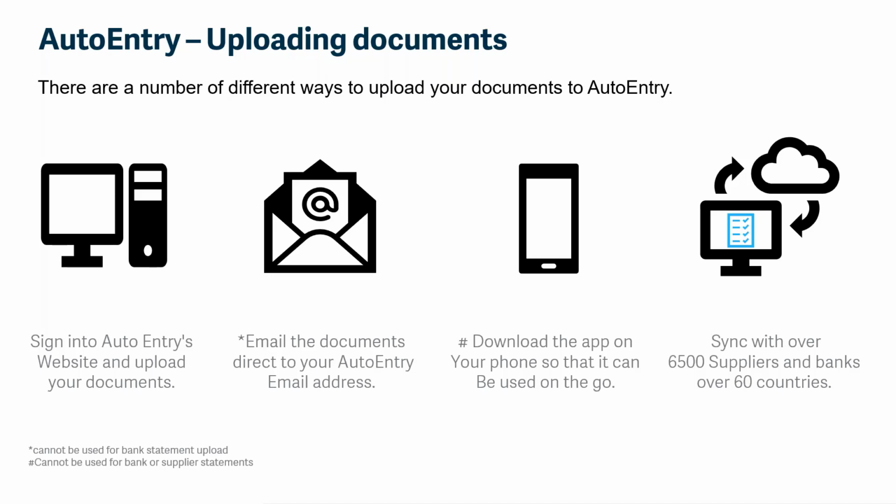The final one there, we're not going to touch on in too much detail, but I will highlight it briefly, is AutoEntry can sync with your supplier accounts online and also your bank accounts online. And that allows you to do something called document fetching, where once you've synced with your supplier account online, it can retrieve things like bank statements and invoices from your suppliers. So just let's have a look at those first 3 options in a little bit more detail for you.